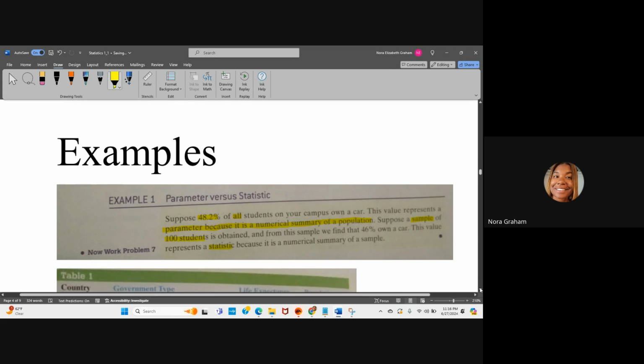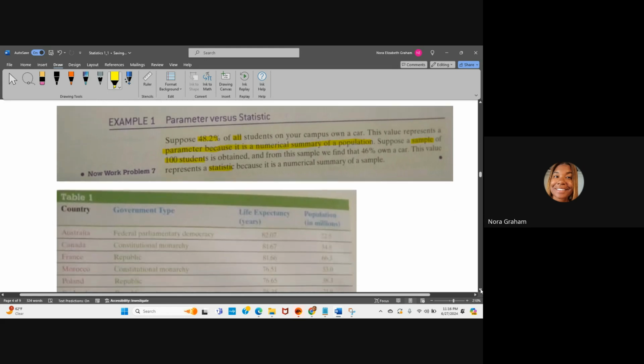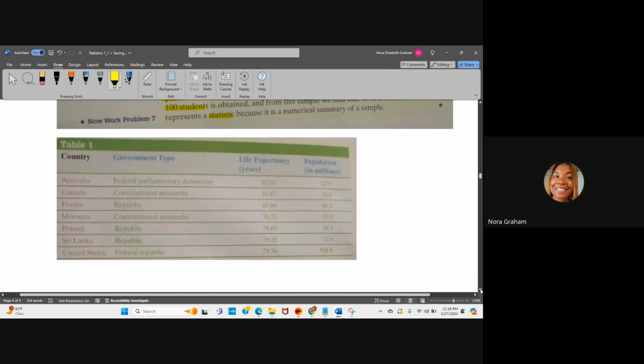All right. Let's go ahead and look at example 2. Example 2 is in the book. I didn't copy and paste exactly what it reads out, so I'll read it out right now. For example 2, what they want us to do is look at table 1, which represents a group of selected countries and information regarding these countries as of July 2014. What they want us to do is identify the individuals, variables, and data in table 1.